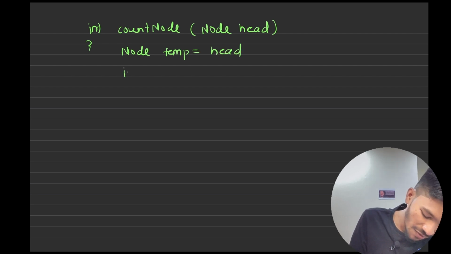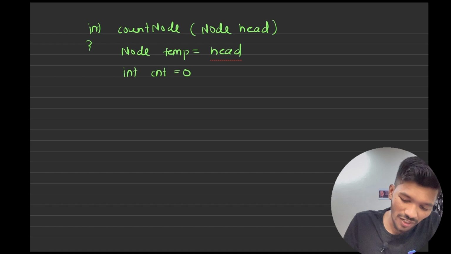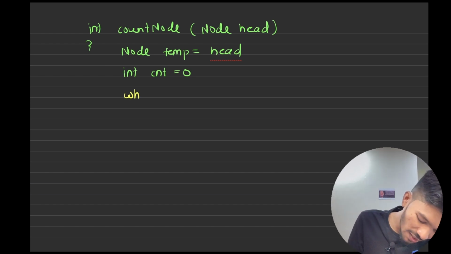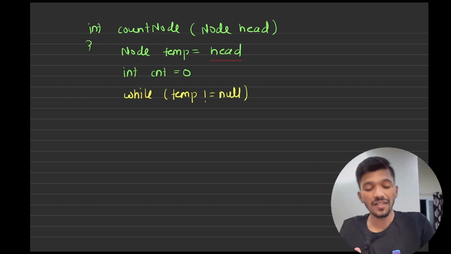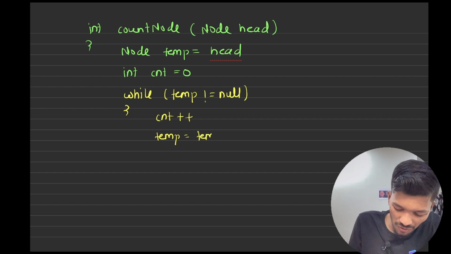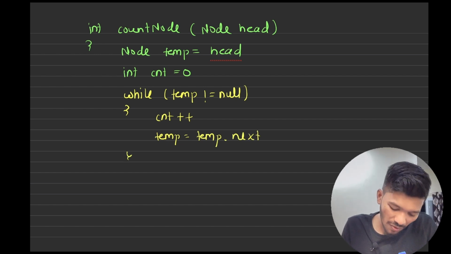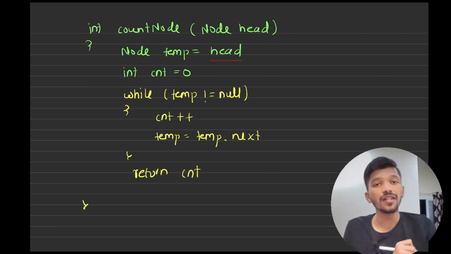Also at the same time I will declare a counter called cnt, which is mainly used to count the total number of nodes present in our linked list. Now I will keep on moving to the next node till my temp is not equal to null, which means till my temp is pointing to any particular node, I have to move forward. At the same time I will do count plus plus, and I will move my temp to its next location, that is temp equals temp.next. And once I come out of the while loop, I will simply return the count variable, the total number of nodes present in my linked list.